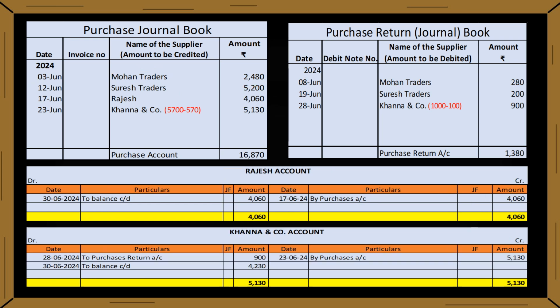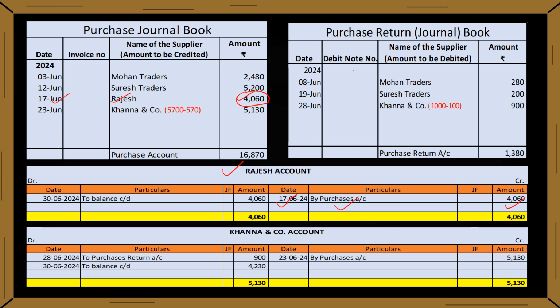Next is on 17th June, Rajesh 4060. So we open Rajesh account. Purchase account is debited in the journal. So in the ledger account of Rajesh on 17th June 2024, we write by purchases account, that is credit the purchases account by rupees 4060.